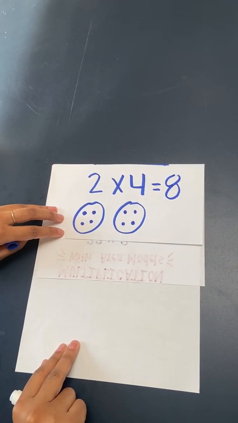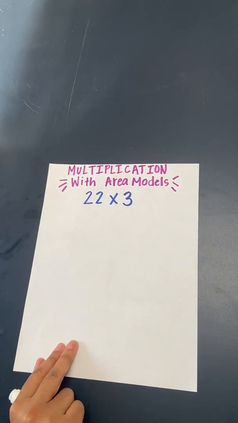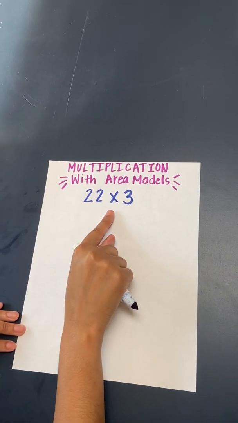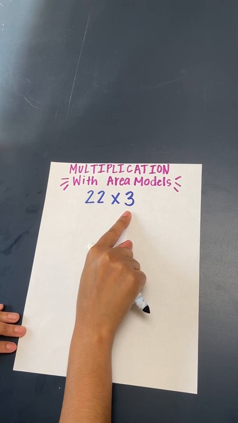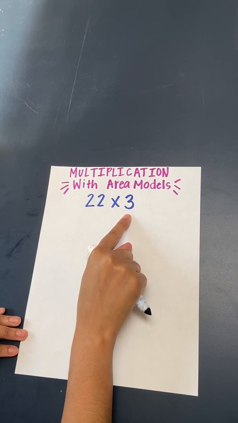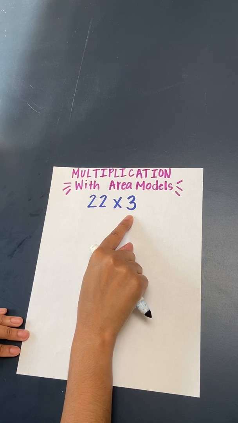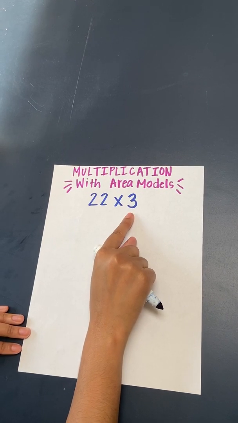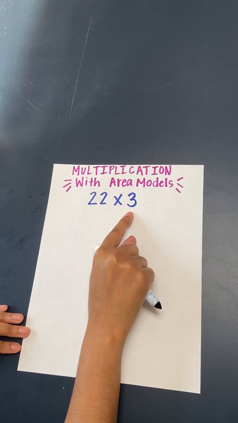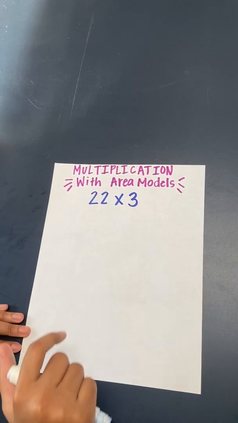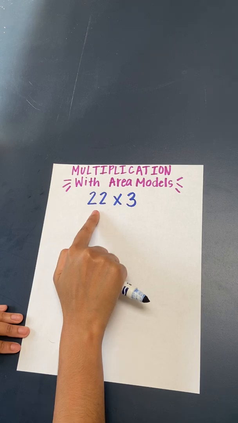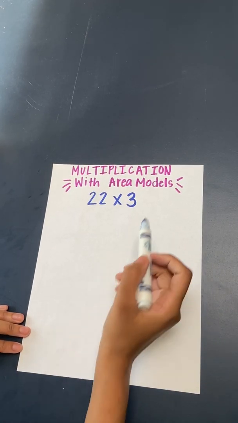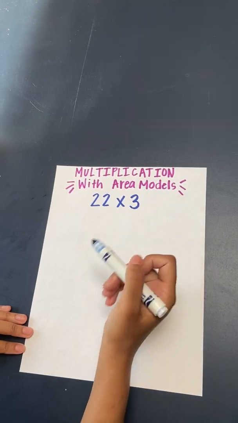But what if my numbers get bigger? In this example here, I have 22 times 3. And I could draw my circles, but think about it. Do you think that would take you a really long time to solve the problem? Yeah, it would take you a really long time to draw 22 circles and then put 3 dots in each. So instead, we can use our area model.